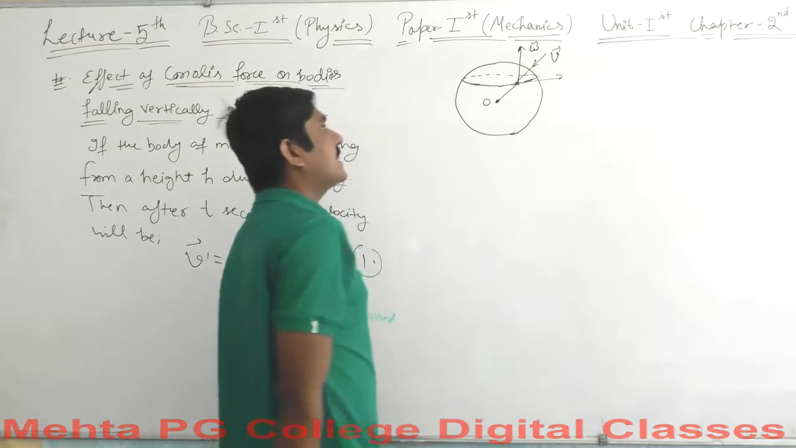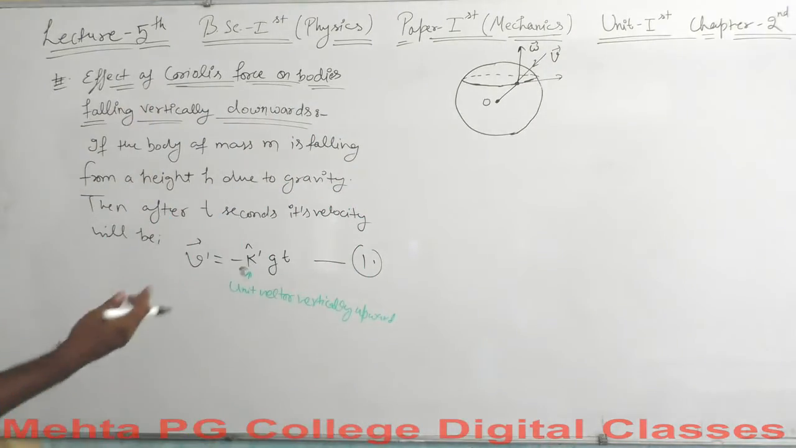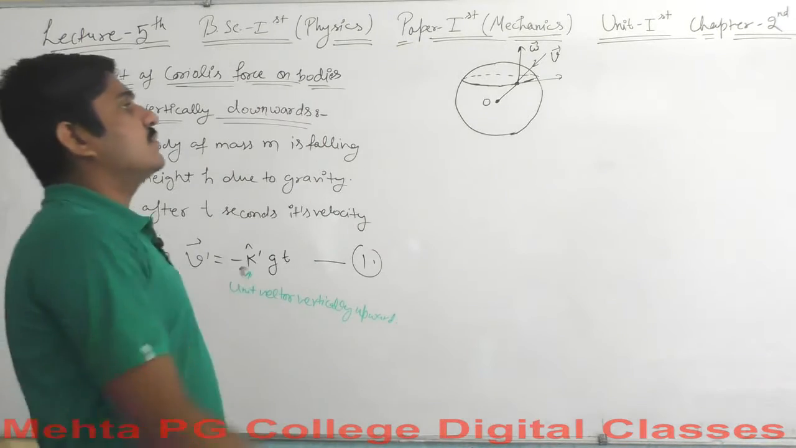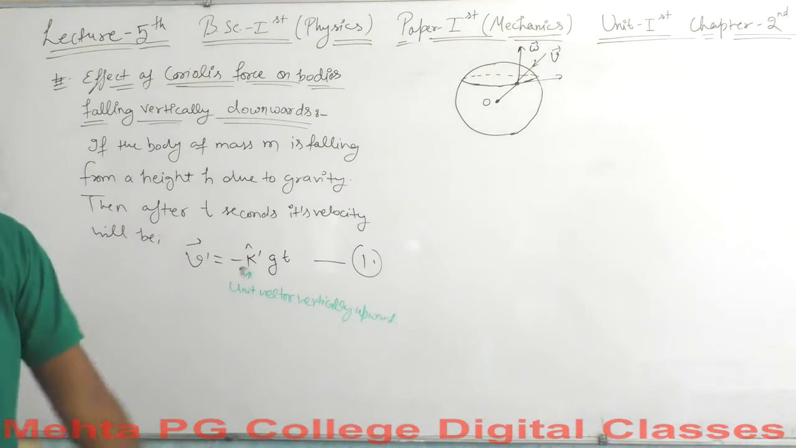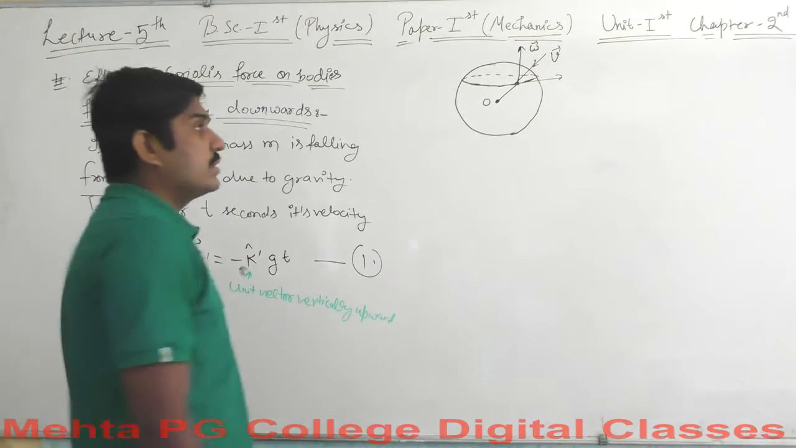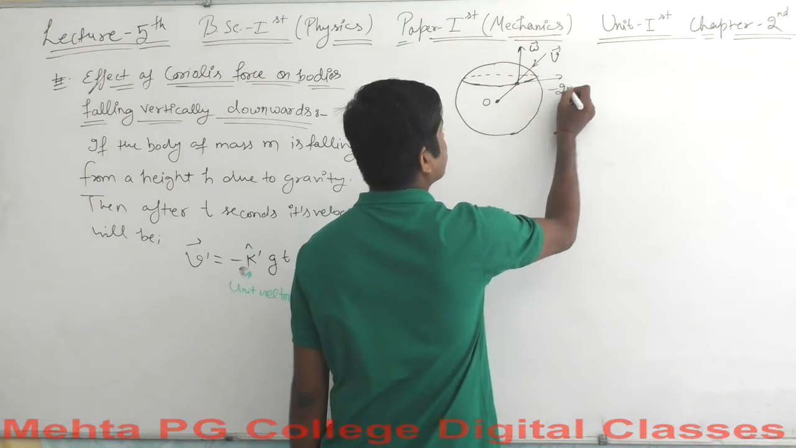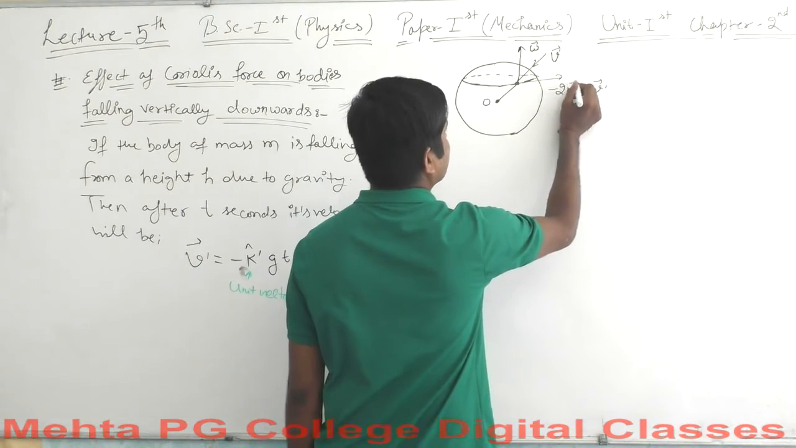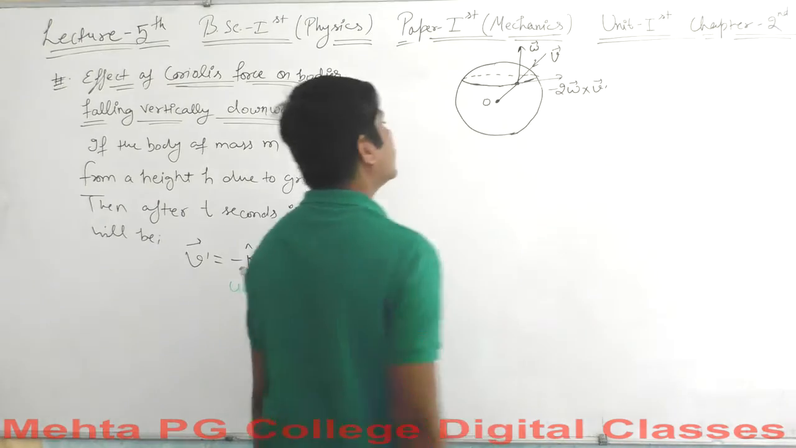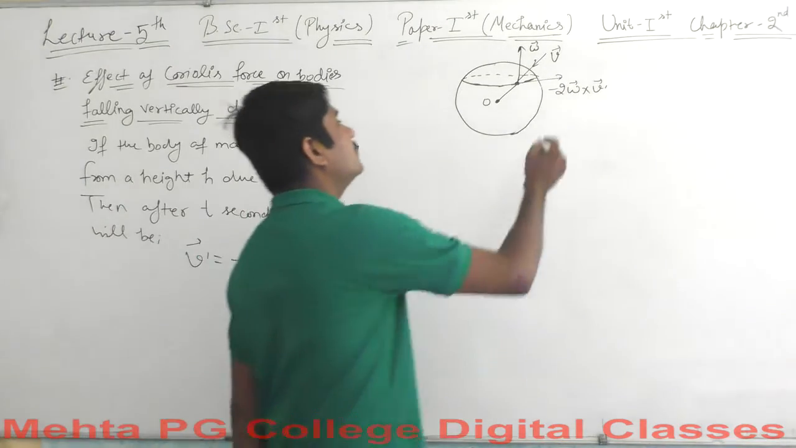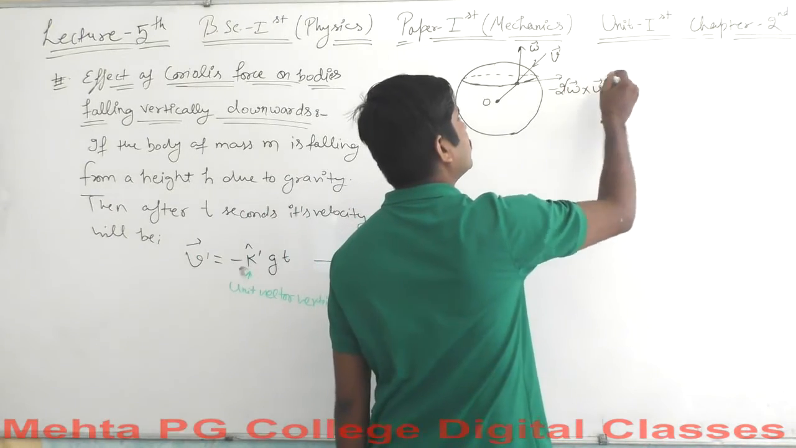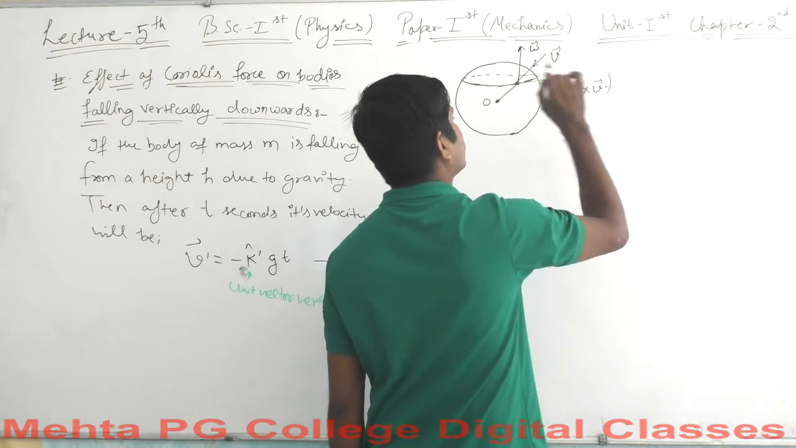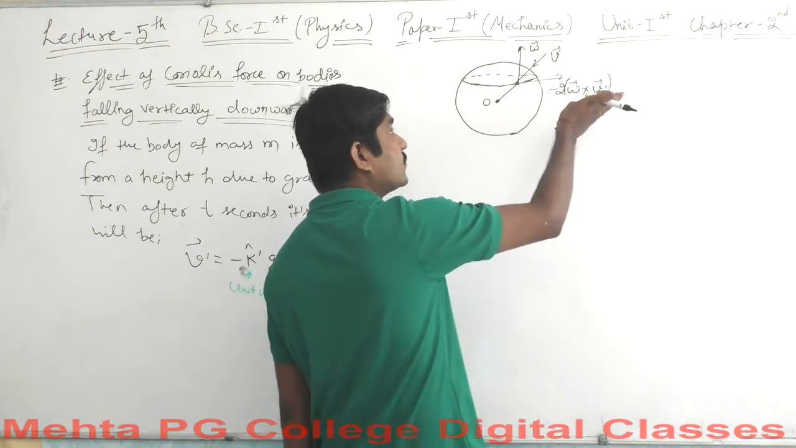So what does this direction represent? This direction will represent the effect of Coriolis force, and that will be equal to minus 2 omega cross v dash. This will be the minus 2 omega cross v dash. These are again vectors here. Okay, so this is the direction of Coriolis force here.